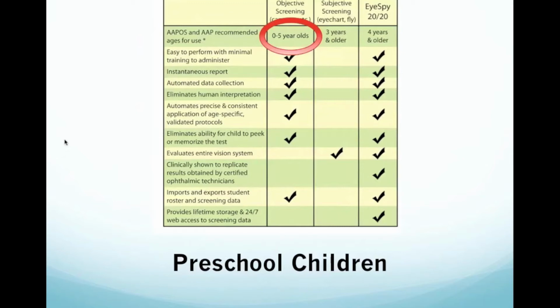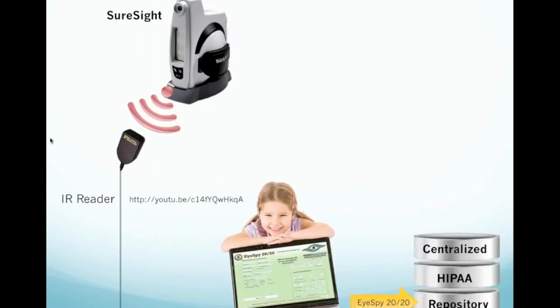With regards to preschool children, obviously objective vision screenings are desirable. It's just a question of how young can a child be effectively vision screened with EyeSpy. And we have vision screened children as young as 3, but clearly the norm is using objective technology. So what EyeSpy has done is integrated several objective vision screening technologies into EyeSpy with regards to the collection of data.